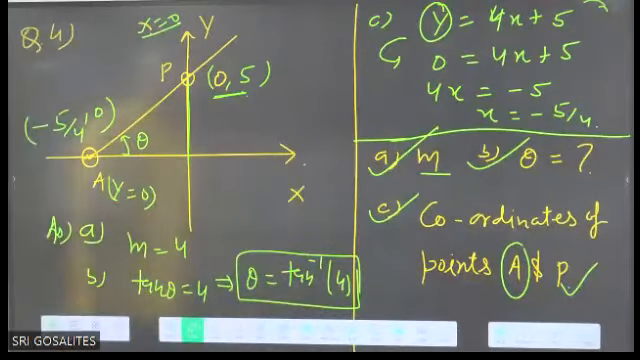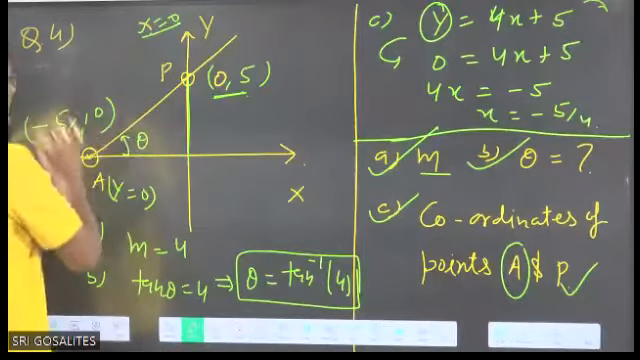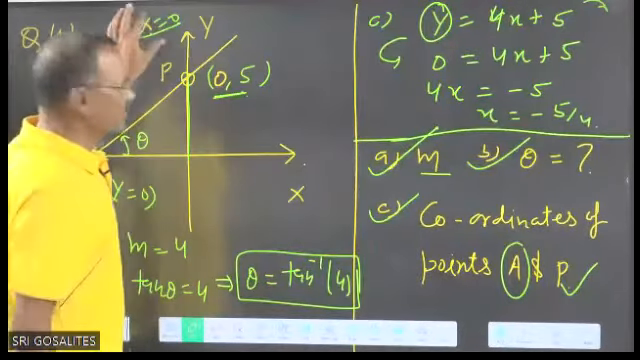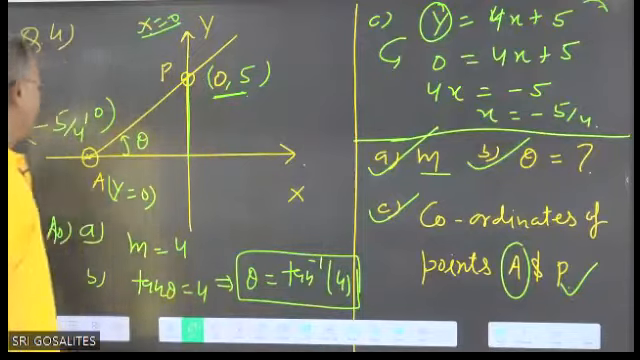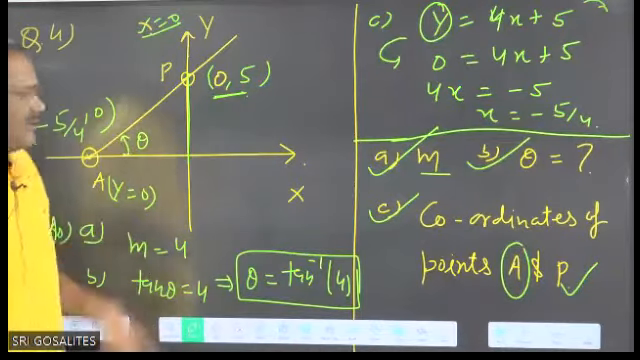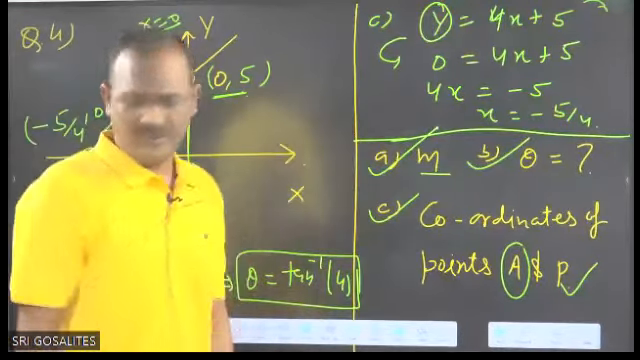Nice. So this way we can get the coordinates of intersection points. At the y-axis, just put x as 0. At the x-axis, put y as 0. Come on, copy this down, children. 1 minute for you.